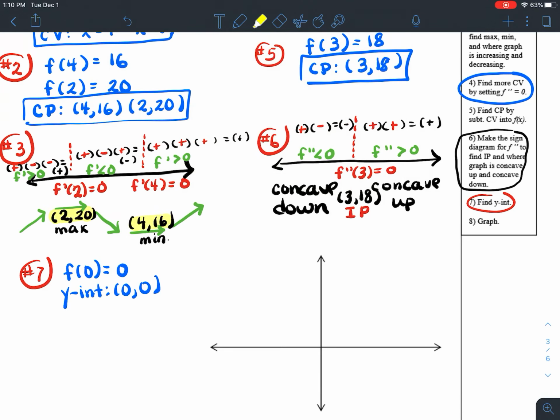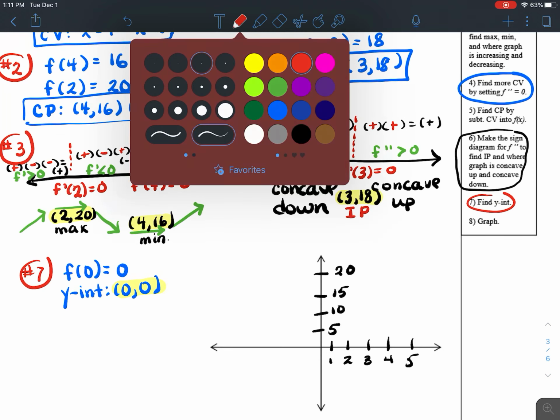Okay, what you're going to do next is the same thing we did before. You're going to look at all of your critical points from the first derivative sign diagram, the second derivative sign diagram, and your y-intercept. Pick a scale to count by. I'm just going to count by ones on the x-axis. Maybe I'll count by fives on the y-axis here.